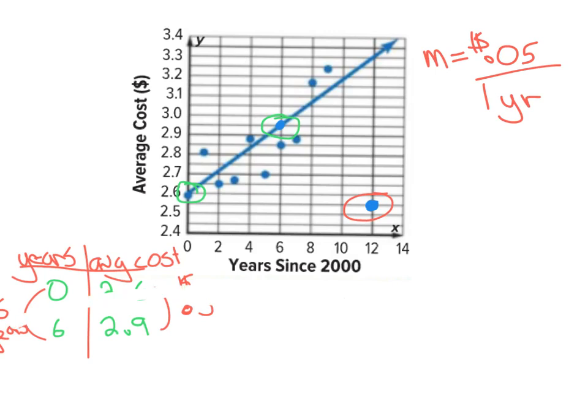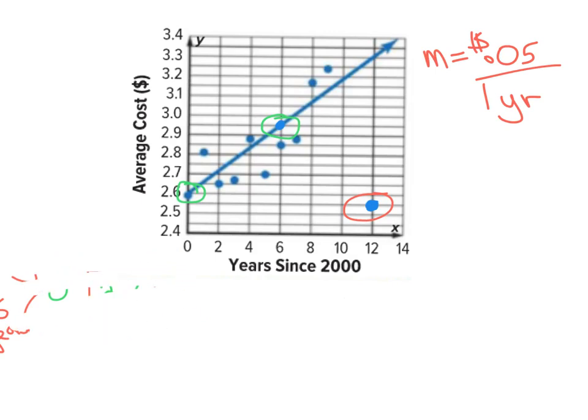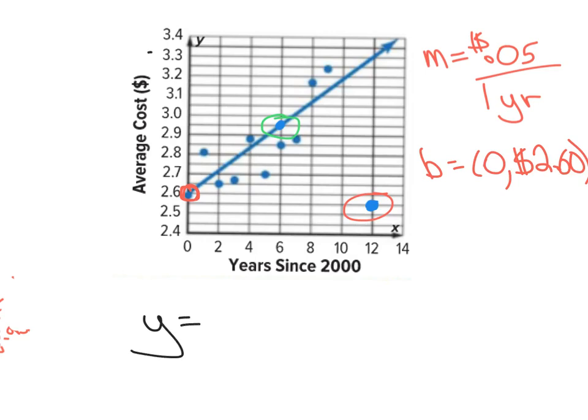Okay, now that we've got our slope, we want to eyeball our graph and figure out where we begin. On my graph, at 0 years, the average cost is $2.60. So my b is that at 0 years, the average cost is $2.60. Okay, so here's my equation. The average cost, which is y, because y is my y-axis, is going to be y equals mx plus b. That's how we write an equation for a line.